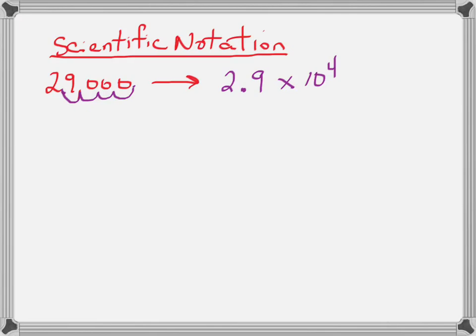The fourth meaning I moved over 4 spots. Notice because those 3 zeros are not significant, I don't put them in the value. I don't put them in the scientific notation.